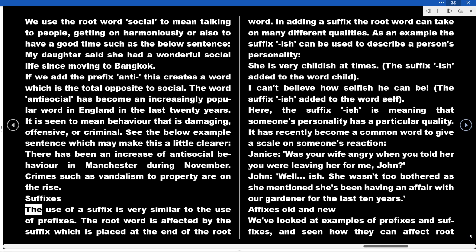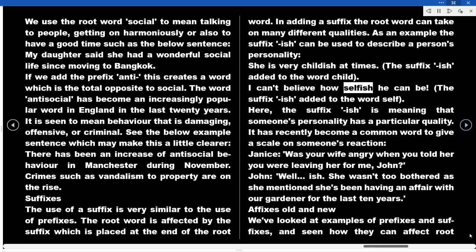Suffixes. The use of a suffix is very similar to the use of prefixes. The root word is affected by the suffix which is placed at the end of the root word. In adding a suffix, the root word can take on many different qualities. As an example, the suffix ish can be used to describe a person's personality. She is very childish at times. The suffix ish added to the word child.